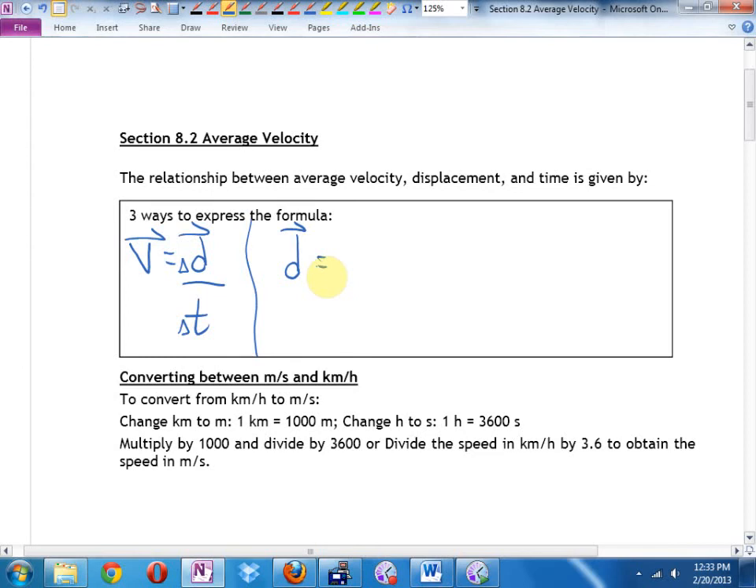Dividing. So how would I move it over to the other side? What's the opposite of dividing by t?